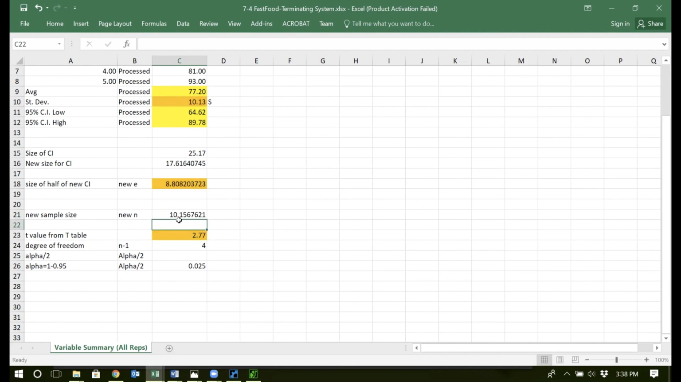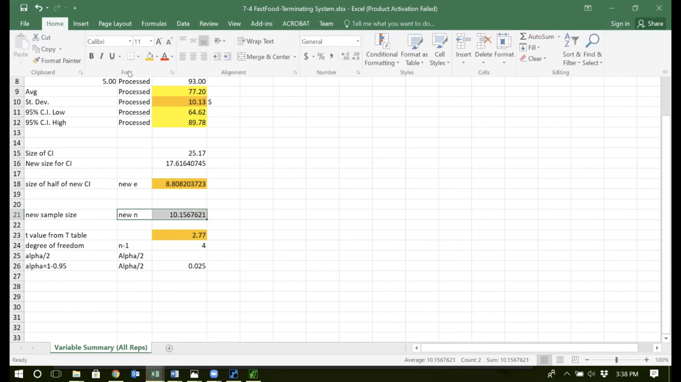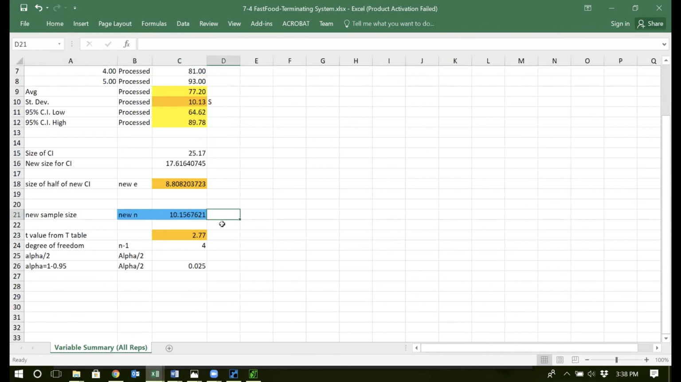That's the formula that I highlighted with pink, and I asked you guys to take a note. If I press OK, then that's the value for N. So that's my new N, that means your new sample size. Your new sample size is going to be 10 point something, or 11, let's say.